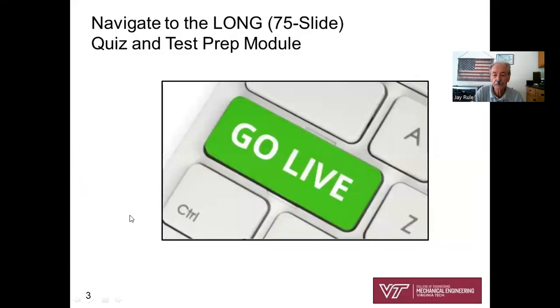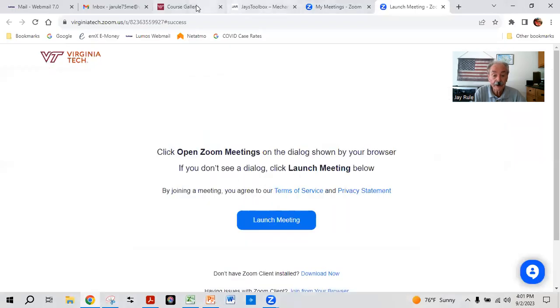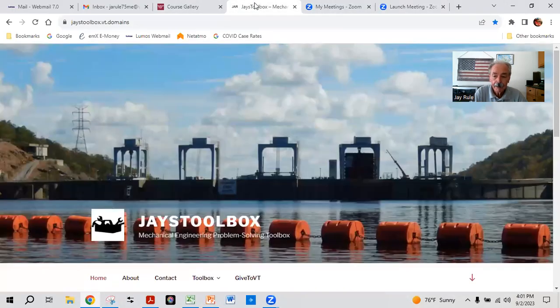So here's what I want to do. Let me show you how to get to this file so you can pick and choose slides that you might want to follow up on as a result of watching the video. Okay, so I'm going to go to my browser and welcome you to Jay's Toolbox. So how do you get to Jay's Toolbox?